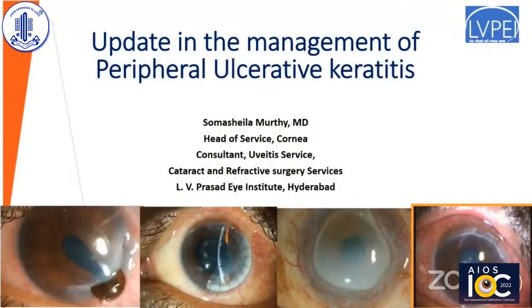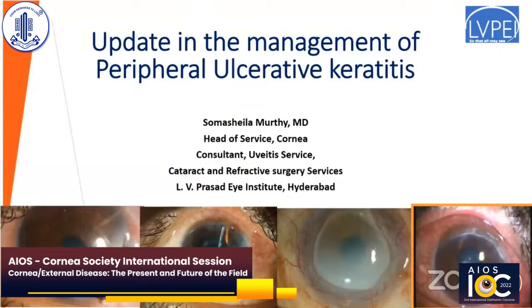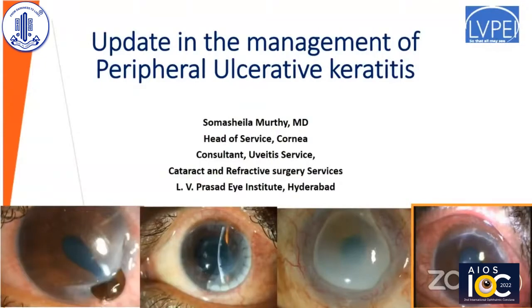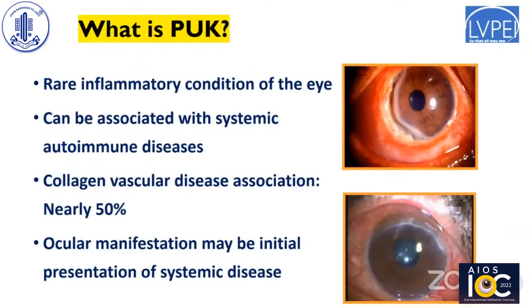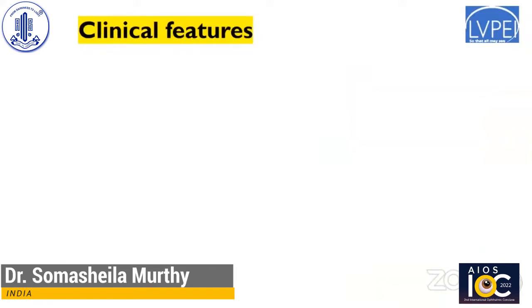Hello everyone. I thank the All India Ophthalmology Society for giving me this opportunity to present a talk on the update in the management of peripheral ulcerative keratitis. So what is peripheral ulcerative keratitis or PUK? It's an extremely rare inflammatory condition of the eye which can be associated with systemic autoimmune diseases. Collagen vascular disease association occurs in nearly 50% of cases, and the ocular manifestation can actually be an initial presentation of celiac disease. So what are the clinical features of PUK?